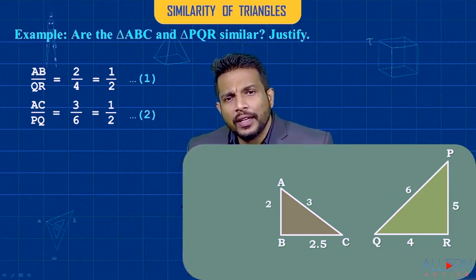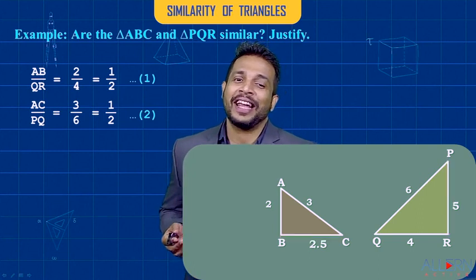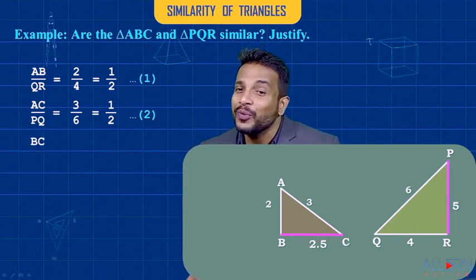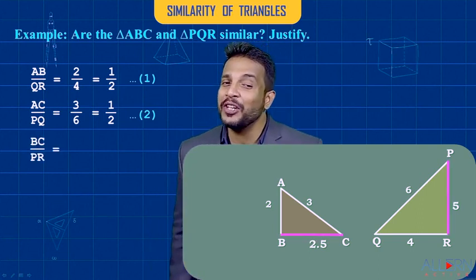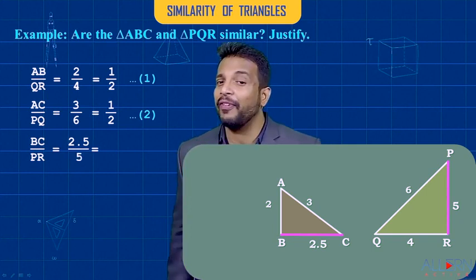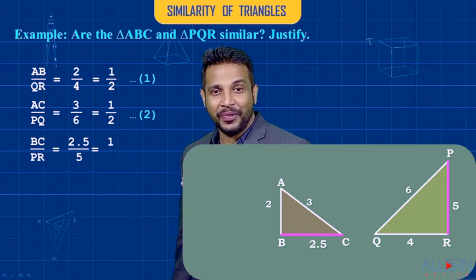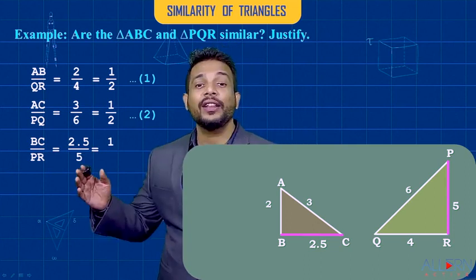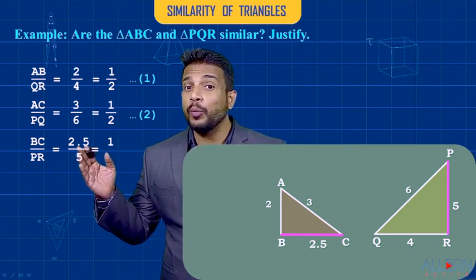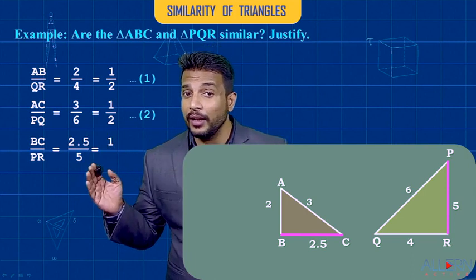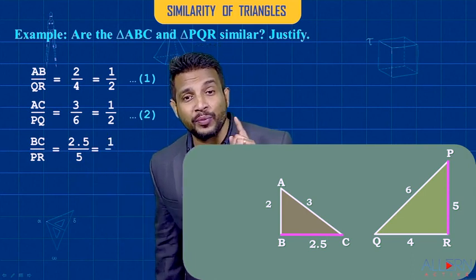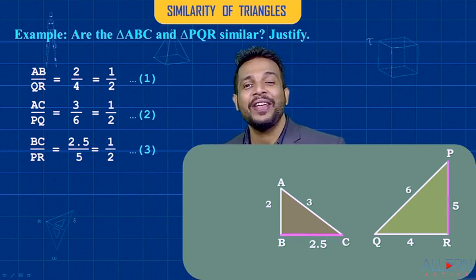We got this. So what is now the remaining one? The remaining one is the side which is here, BC and PR. So we write BC upon PR is equal to 2.5 upon 5. And this is very easy. 2.5 ones are 2.5, twos are 5, right? Or in other words, if you remove the decimal, it is 2.5 into 10, and into 10 here, so it will be 25 upon 50, that is 25 ones are 25, twos are 50, and we get that.